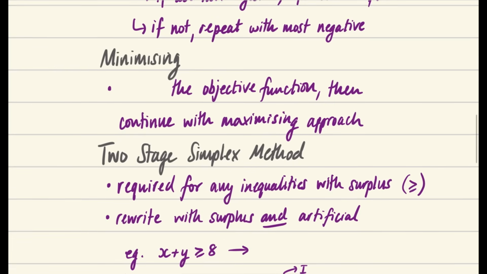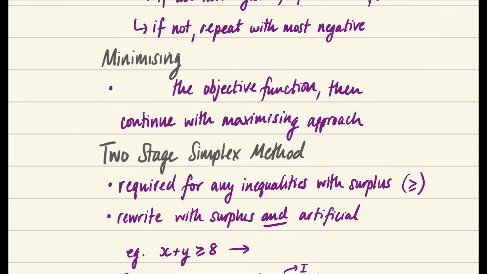Okay, we are now going to just talk about what happens if you need to minimize something, because the simplex does maximizing. So with minimizing something, you're going to start off by negating the objective function, and then you continue with the maximizing approach that we've got from the simplex method.